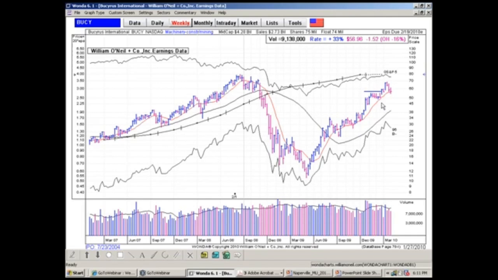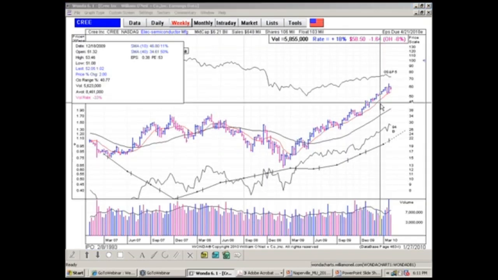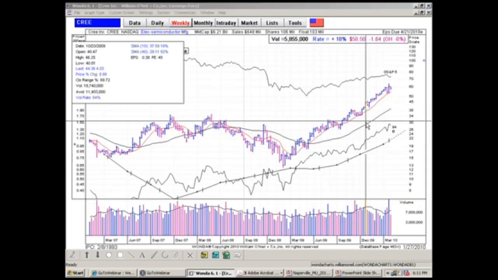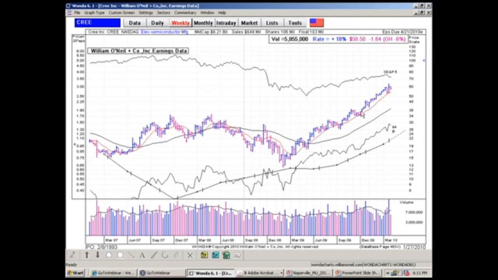Let me go on to another question that has to do with this same rule. CRE broke out on the week of 10-9, went up 20% in 3 weeks. How do you make the decision to stay or sell after 8 weeks? Now, this is a little different variation.